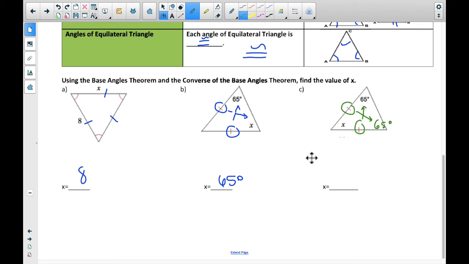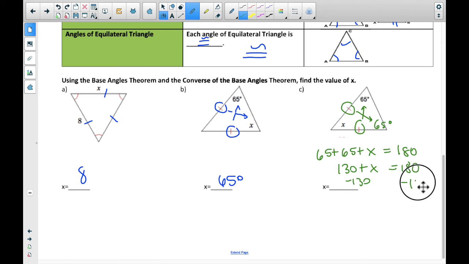Well, how do we find that one? Well, we've learned that all the angles of a triangle add up to be 180. So I can make an equation and say 65 plus 65 plus x is equal to 180. And if I add 65 plus 65, I get 130. And now I need to subtract my 130, and I will get 50. So it is 50. Notice that's not the one that's congruent. These two are congruent, not that one.